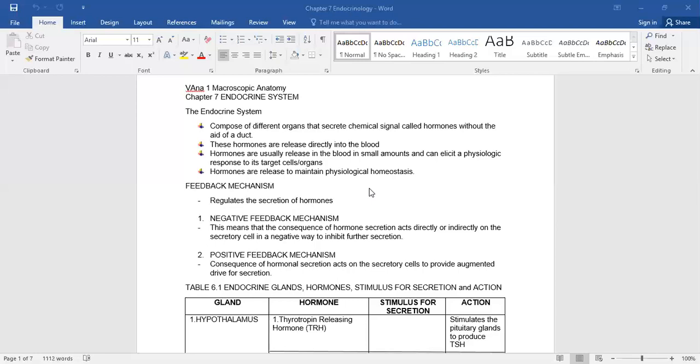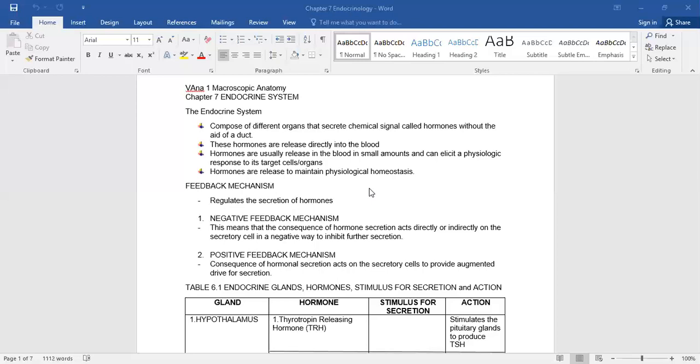When you say physiological homeostasis, an example of this is when I mentioned calcitonin. So calcitonin is being released by the thyroid gland when there is an excess in blood calcium levels. So when there's an increase in the blood calcium levels, calcitonin is being released, and calcitonin is the one responsible for depositing your calcium into the bones.